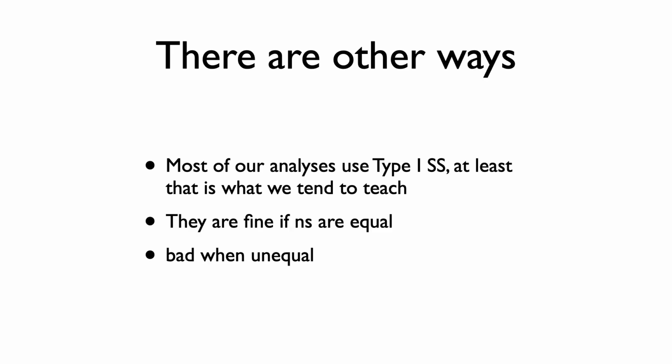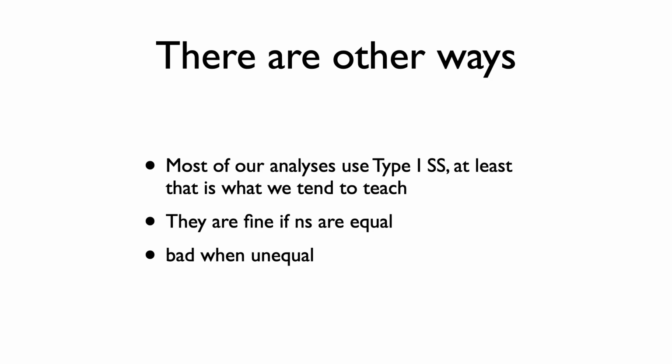There's a weird thing about type 1 sums of squares. They work fine if there's an interaction. But the order matters: whether you test A first rather than B first changes the result. That's not good. We don't want that. That shouldn't happen. So there's got to be other kinds of sums of squares.